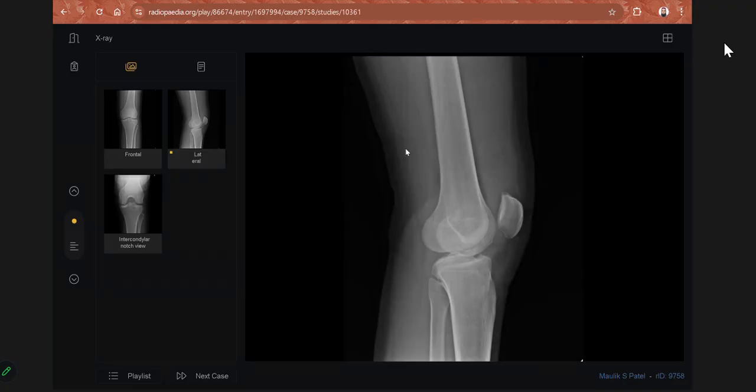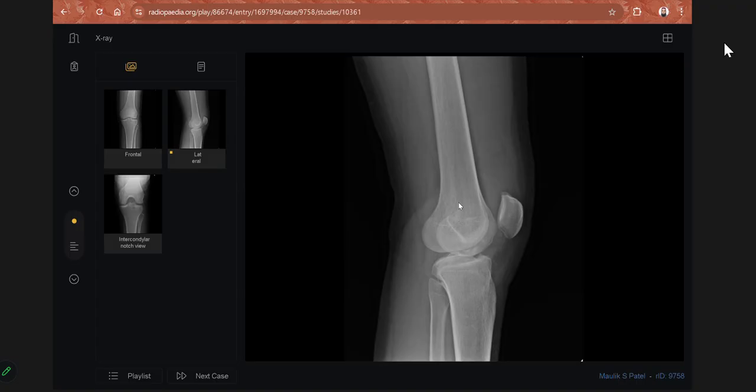Sir, I think there is subtle elevation of the lateral femoral condyle. There is joint effusion. The patella is in its normal place. No dislocation is noted. So, sir, these confirm my findings of the Segond fracture, and I would need an MRI knee to see further associated injuries.